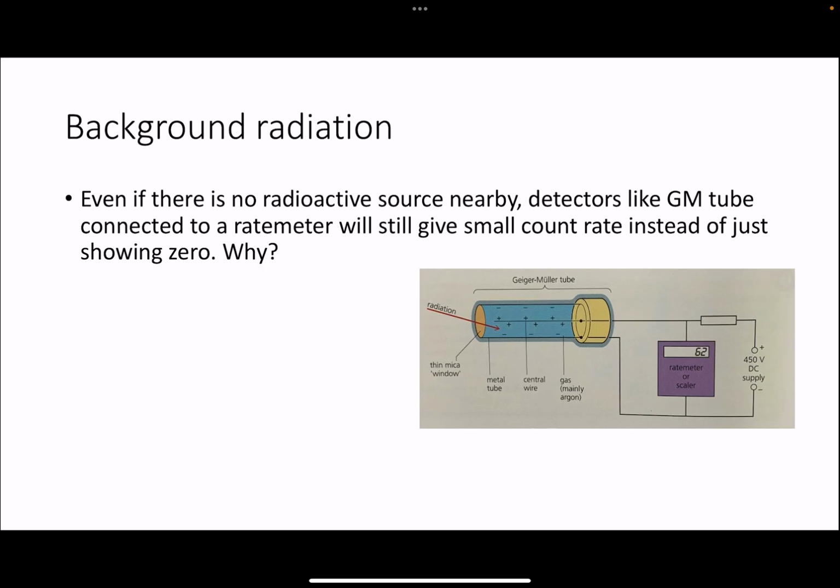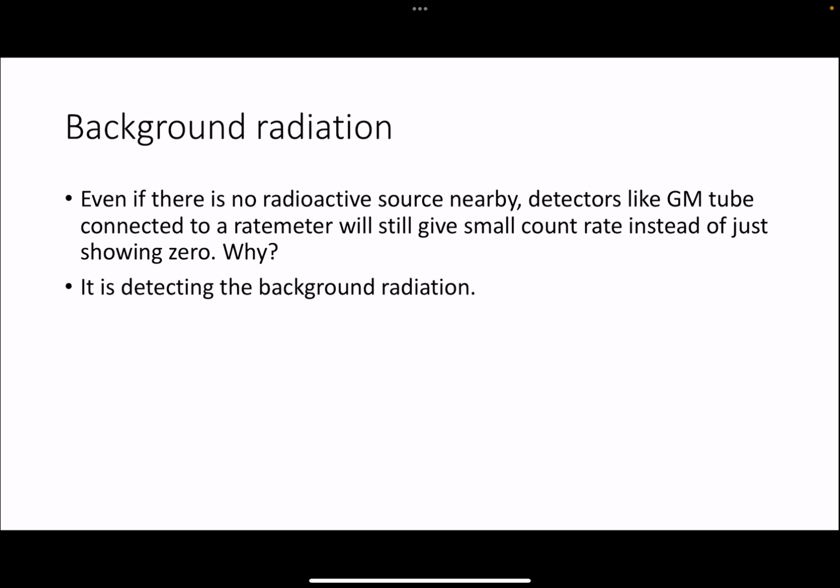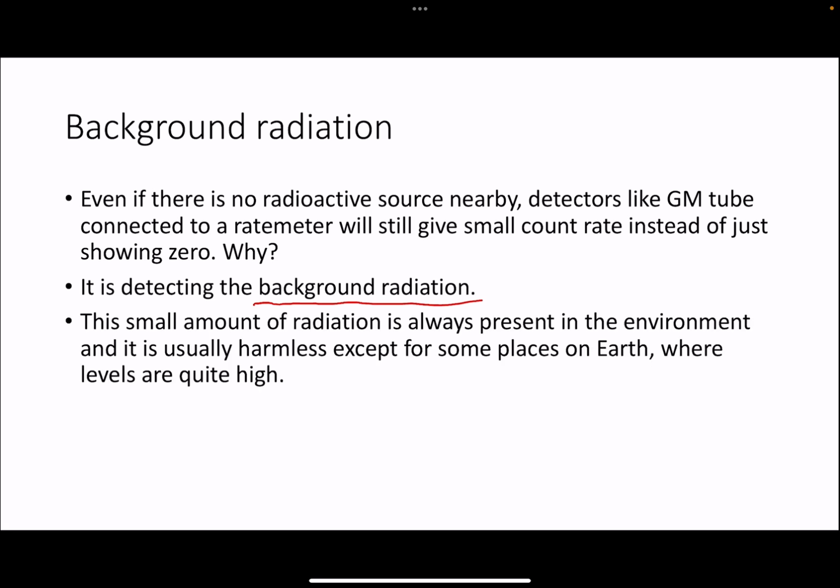Well, this radiation that is being detected by the GM tube is what we call background radiation. So, this radiation is always present in some amount in the environment, and some places will have more background radiation than others. Now, these levels of radiations are usually safe, right? And they are not usually harmful to our health. So, even in your house right now, there is some amount of radiation, but it's not harmful.